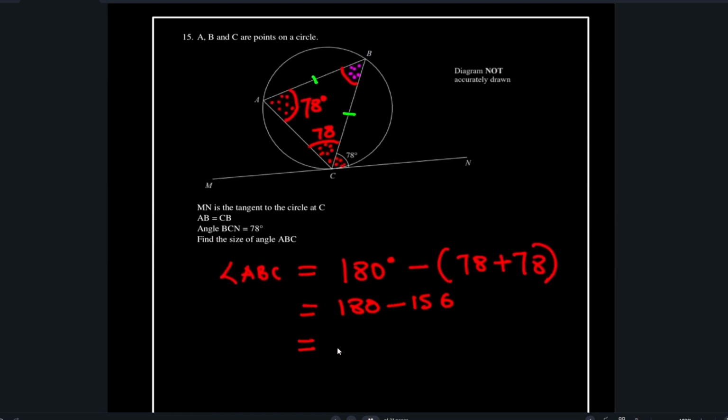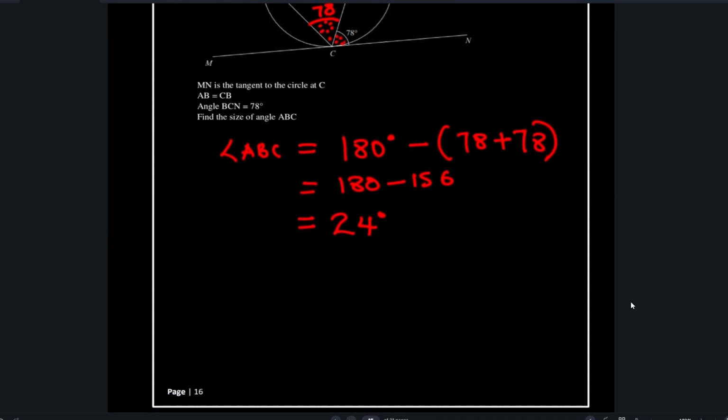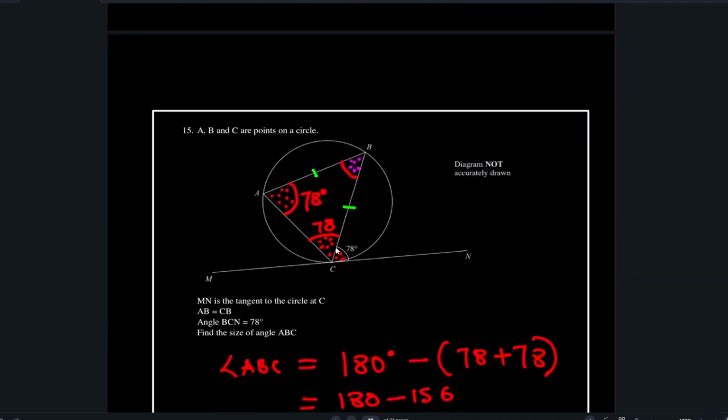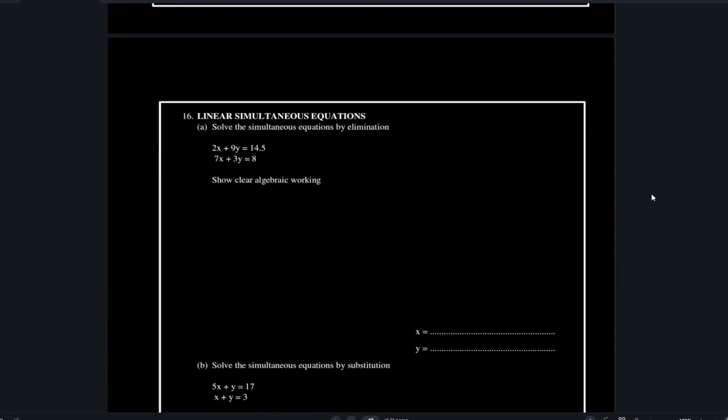If you subtract this, we're going to get our answer as 24. So the angle that we were asked here is 24, but the property we use to find this angle CAB is angles in alternate segments are equal, because sometimes we ask questions like that.